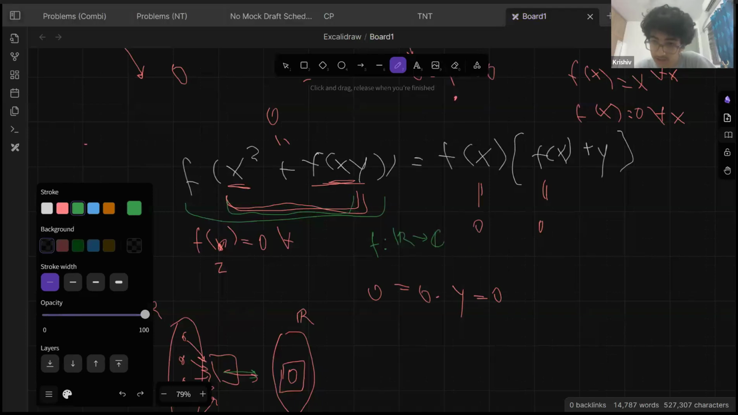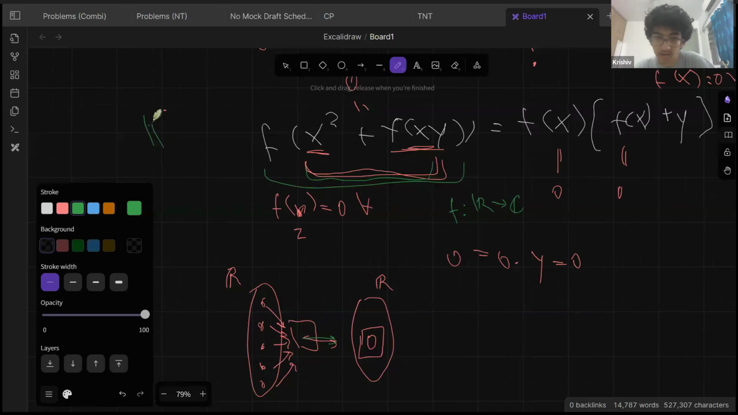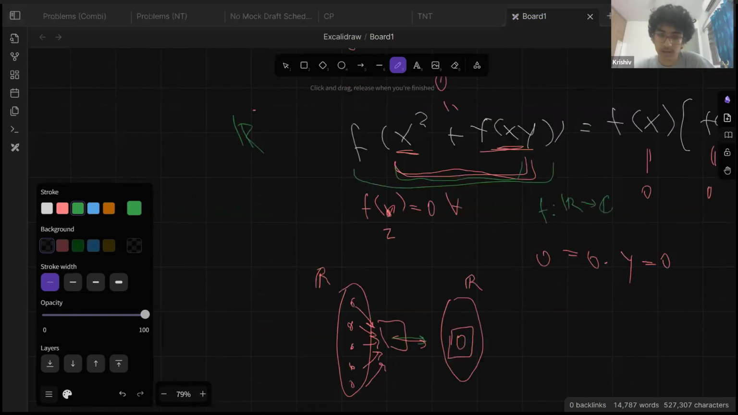X is R, but how is x squared R? R is the set of real numbers. Oh, no. Okay, I think there might be some sort of confusion. f of x is 0 no matter where the x in R is. We don't care about where the x in R is. It is always going to map to 0.